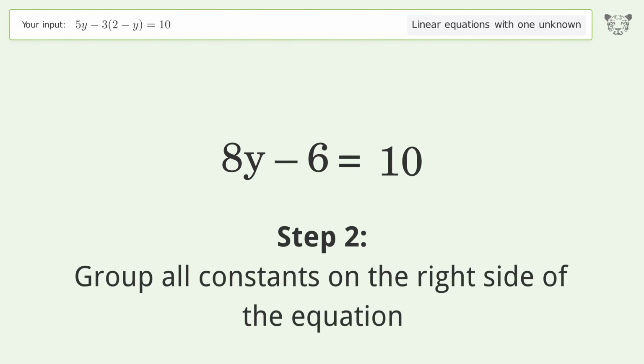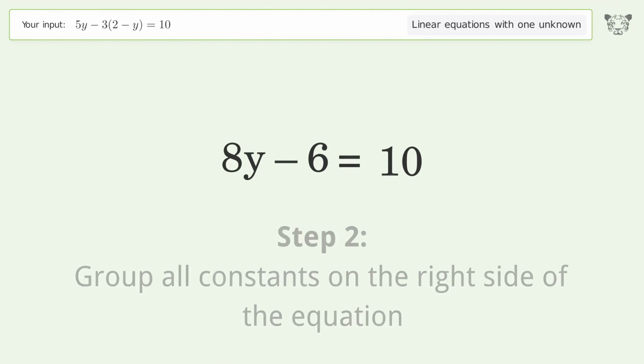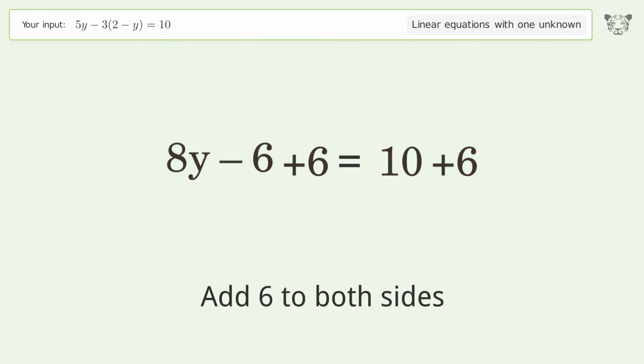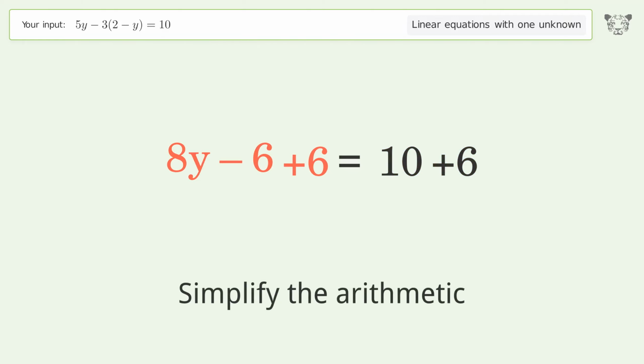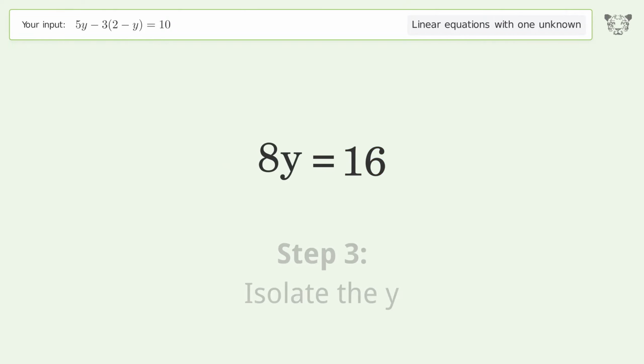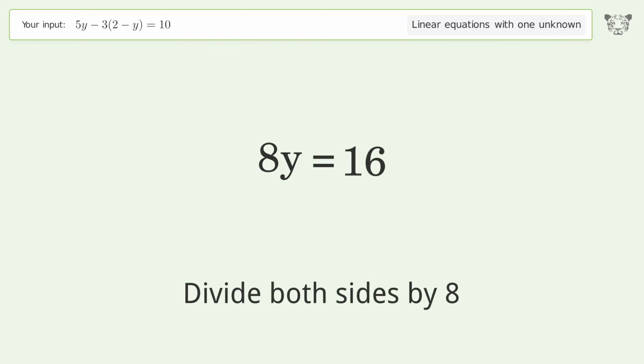Group all constants on the right side of the equation. Add 6 to both sides. Simplify the arithmetic. Isolate the y. Divide both sides by 8.